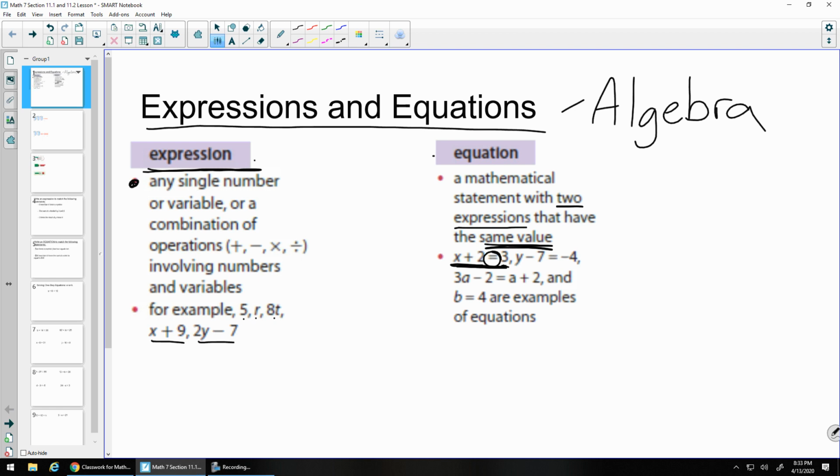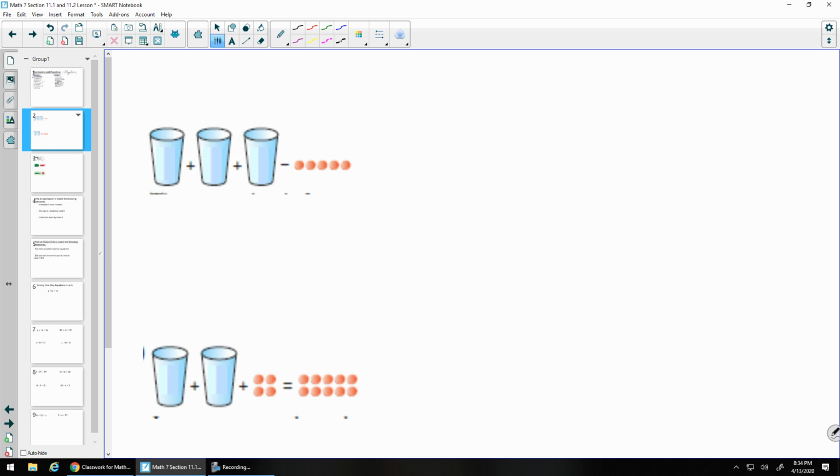So an equation has two expressions set equal to each other with that equal sign. So x plus 2 is equal to 3. y minus 7 is equal to negative 4. 3a minus 2 equals a plus 2. There doesn't always have to be just one number on one side. It could be variables on each side. Or just b equals 4. Those are all equations.